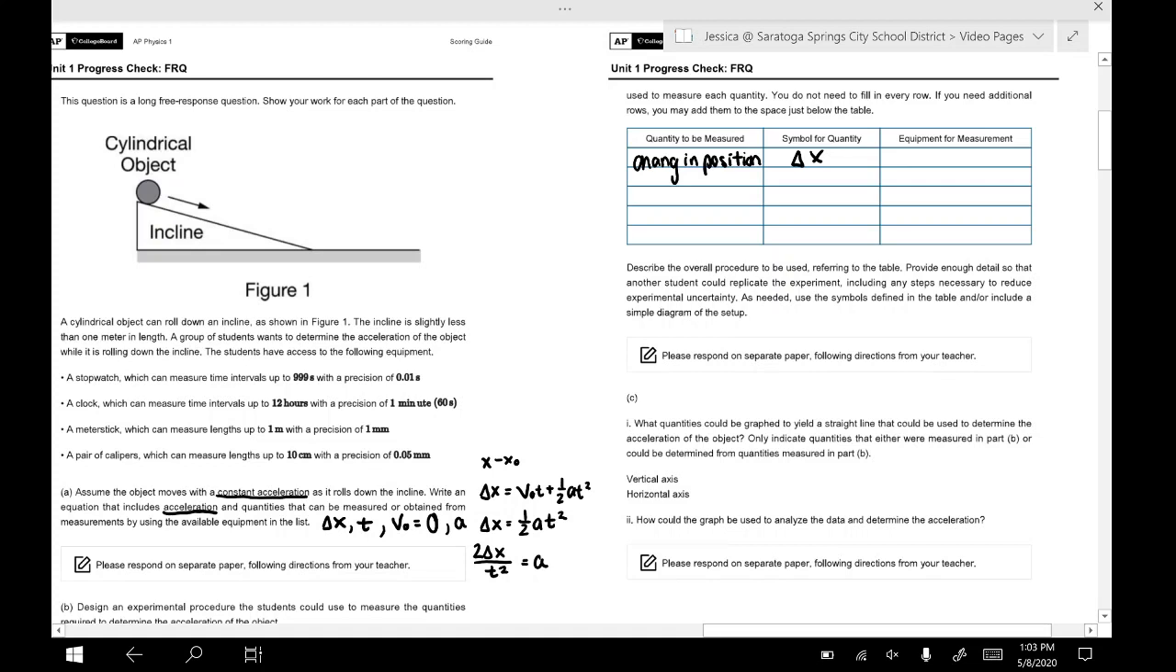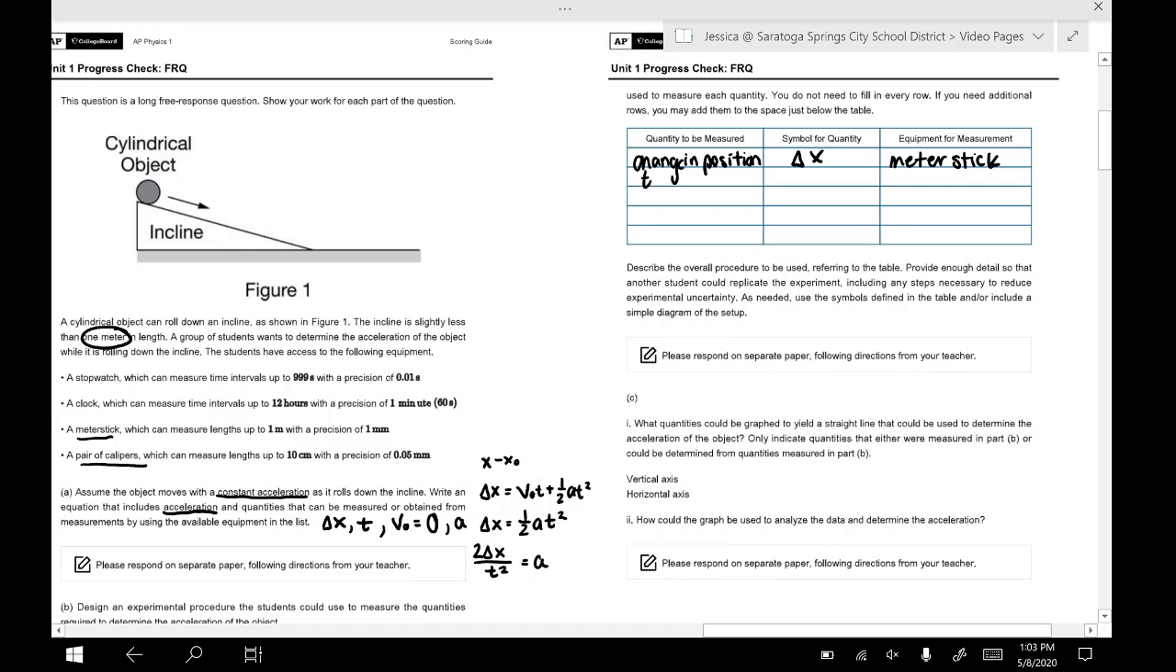Now I have 2 different things that would allow me to figure out a change in position. A pair of calipers or a meter stick. Being that the meter stick is 1 meter in length, I'm probably going to use the meter stick, because that is closest to the distance that this object would be traveling.